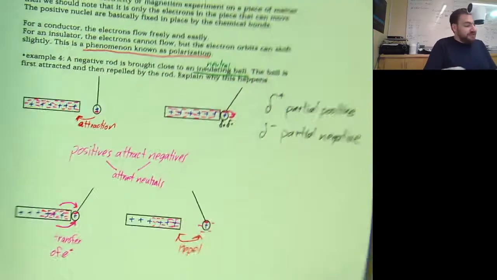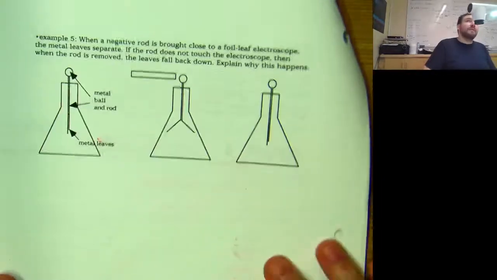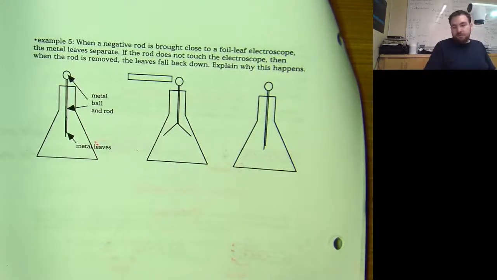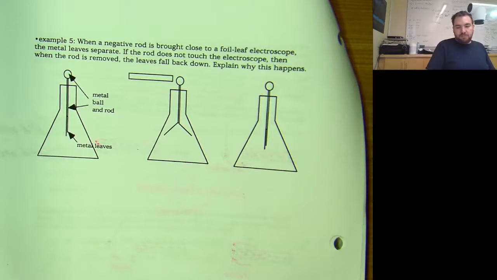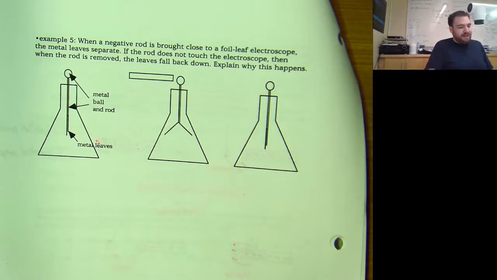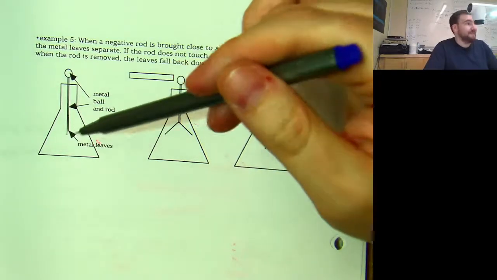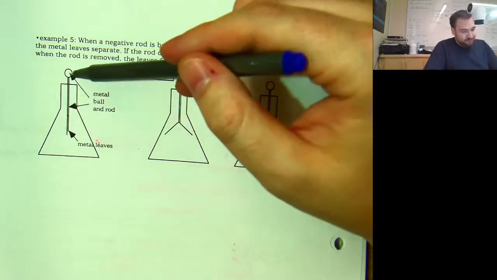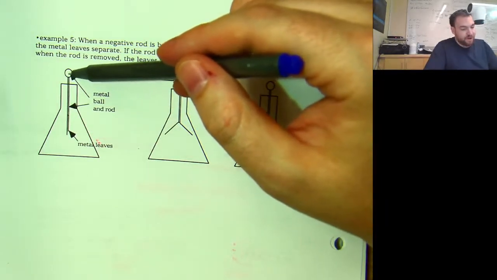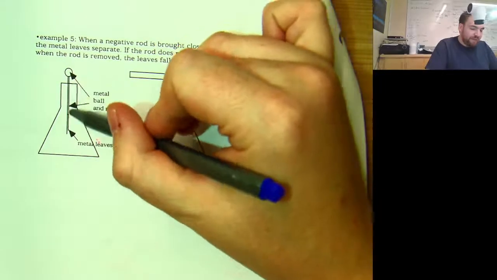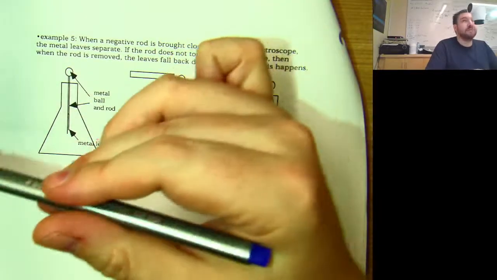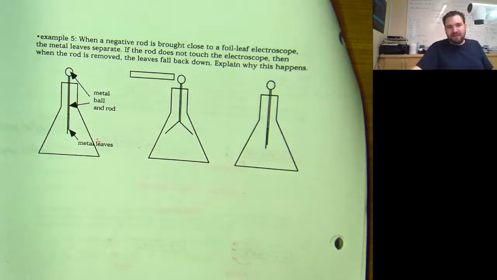Okay, flip the page. Let's do another example. This is called an electroscope. Okay, so an electroscope looks like this. It's a flask, sometimes it's a little box. It's got a little metal ball on top, and a rod inside here. You know what? Rather than draw the picture, let's just show you one.